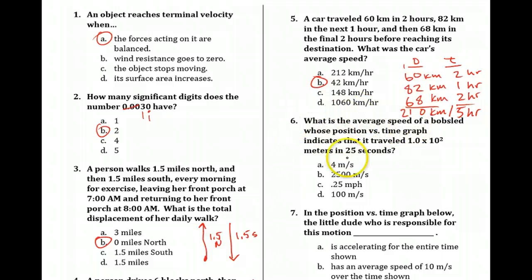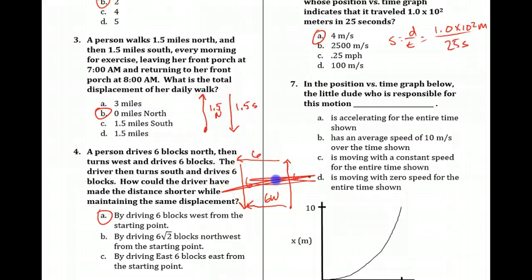What is the average speed of a bobsled whose position versus time graph indicates that it traveled 1.0 times 10 to the second meters in 25 seconds? Speed equals distance over time. That's 100 meters in 25 seconds, so your average speed is 4 meters per second.